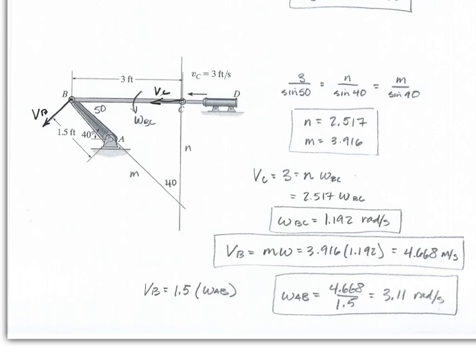Locating VC is equal to this link here, this n, times this omega. This omega on this link is the same as that omega on that link, and I can find out omega BC. I can find VB by saying that it is now this link times this omega, and that's that. And then I can find out this omega here of AB by saying VB is equal to this length times this omega. And I think you can see all the math there.